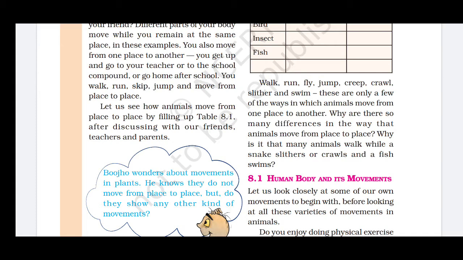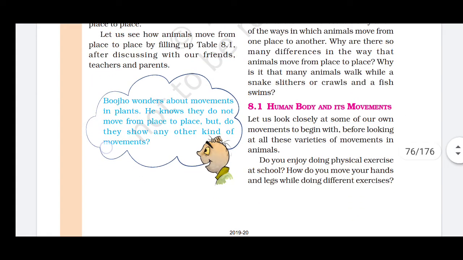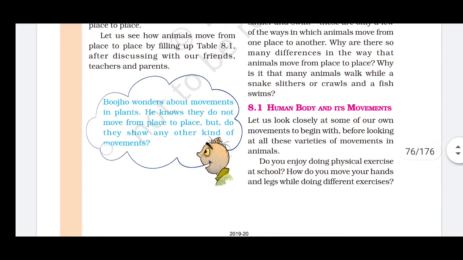Why are all not walking? Why are all not running? Why are all not flying? Why do many animals walk while a snake slithers or crawls and a fish swims? Why does a snake always slither? Why does a fish always swim? So, the answers to all these questions we will see in this chapter. So, starting from topic 8.1, human body and its movement.